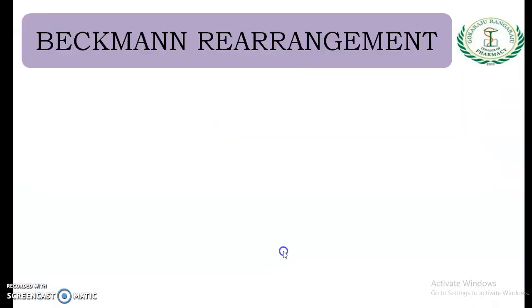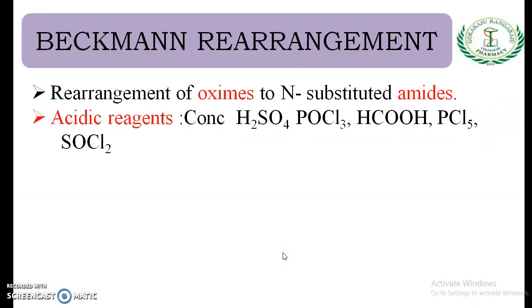So what is Beckmann's rearrangement reaction? It is defined as rearrangement of oximes to N-substituted amides in presence of strong acidic reagents like concentrated sulfuric acid, phosphorus oxychloride, formic acid, phosphorus pentachloride and thionyl chloride.